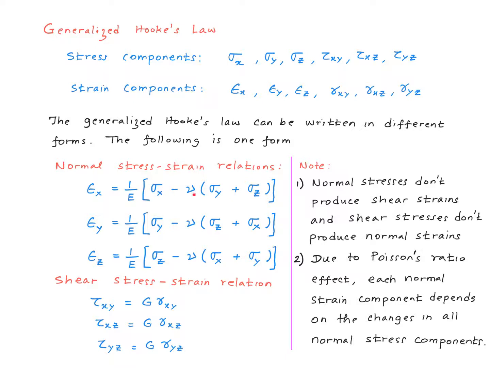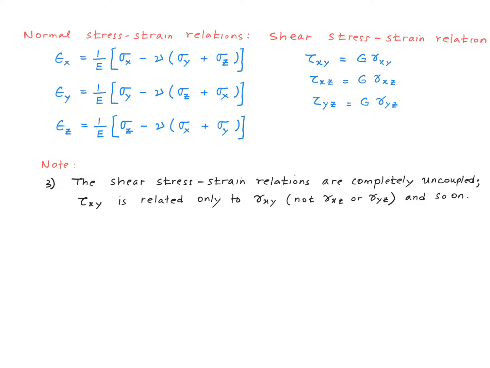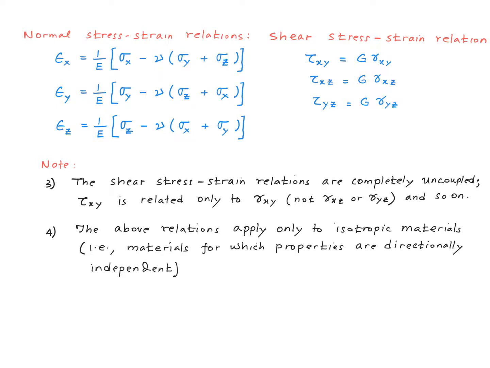Epsilon x depends on all 3 of the stress components, sigma x, sigma y, and sigma z, and so on. If you look at the first relation, if Poisson ratio is 0, this term would have been 0, right? And therefore epsilon x would be simply related to sigma x. And so that is why we call this the Poisson ratio effect. Note number 3, the shear stress strain relations are completely uncoupled. Tau xy is related only to gamma xy, not to gamma xz or gamma yz, and so on. Note number 4, a qualifier. The above relations apply only to isotropic material.